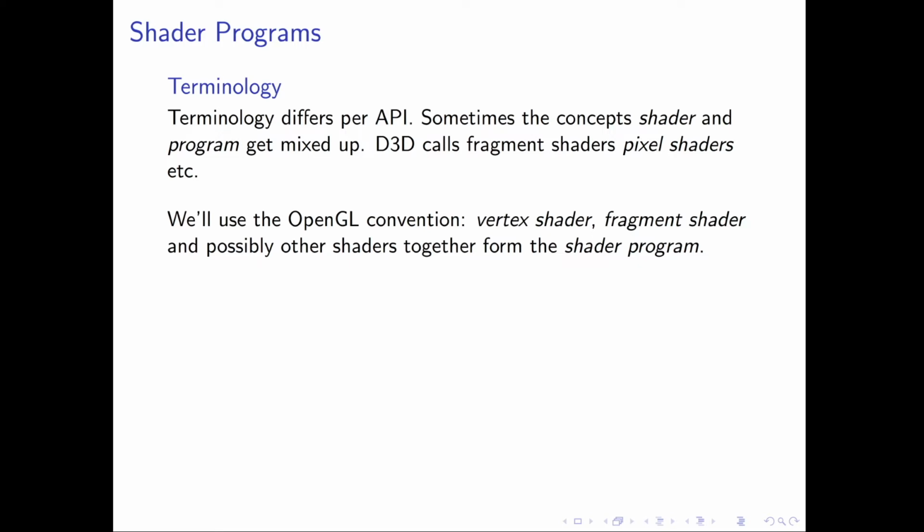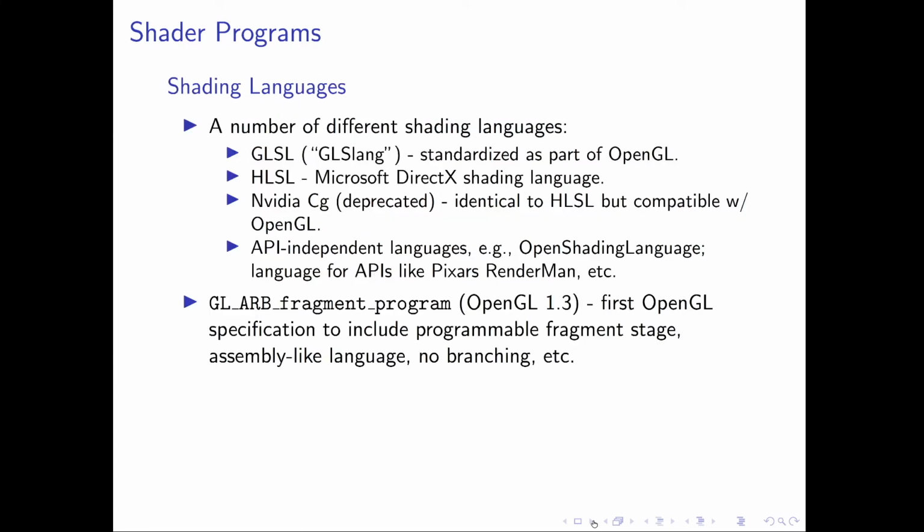Also note that certain APIs, and in particular Direct3D, call what I call a fragment shader a pixel shader. So the terminology differs a bit depending on the API that you use, and we will mostly adopt the terminology that is used by OpenGL. So in the following are the more notable representatives of the family of shading languages. Front and foremost for us, there's GLSL, sometimes called GLSlang, which is the standardized shading language that comes with OpenGL.